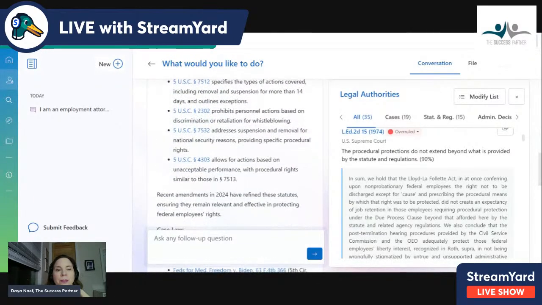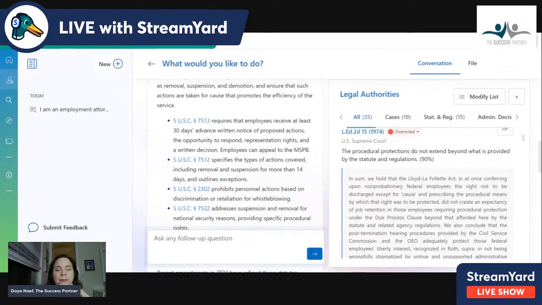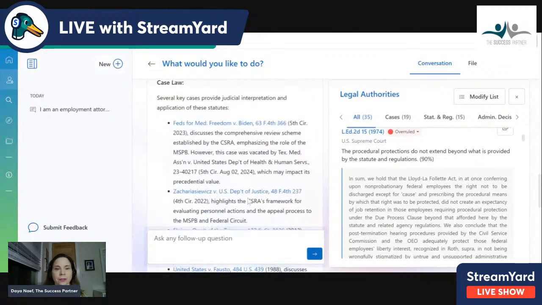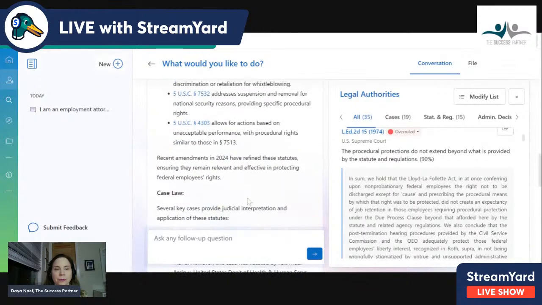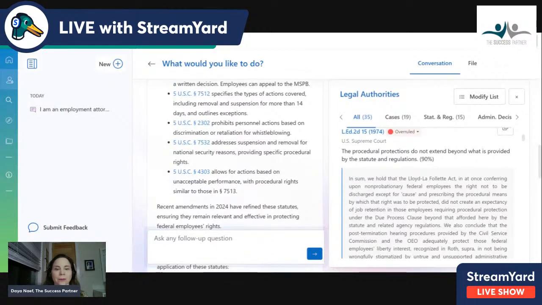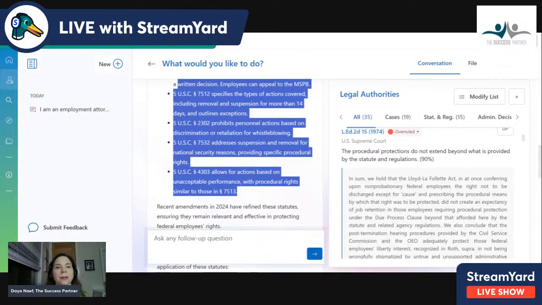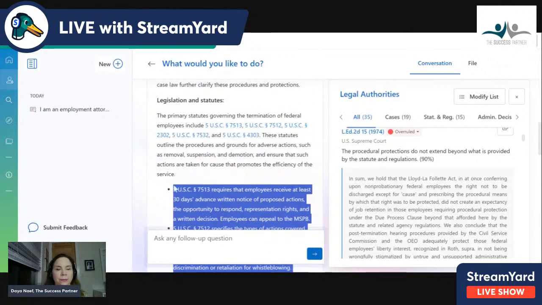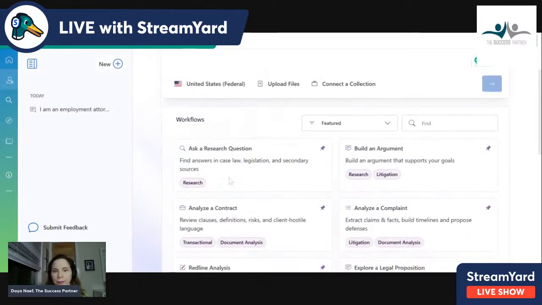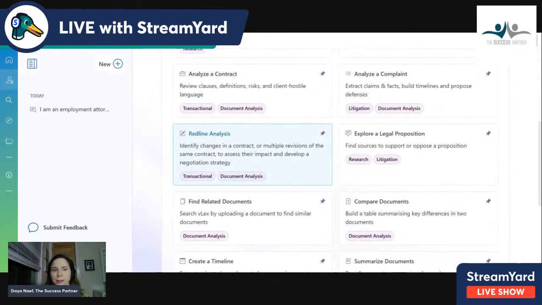Cool. So here's sort of the basics. So we've got recent amendments in 2024. All right, I'm going to copy these and go back over here.